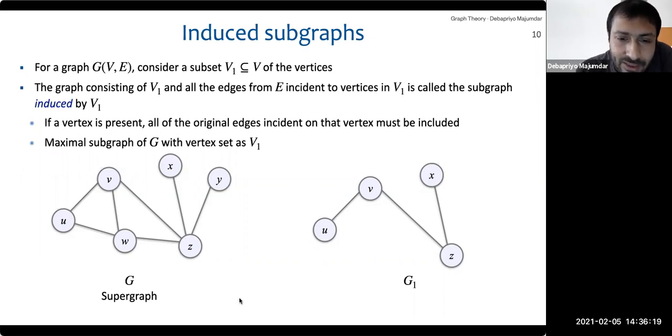Now let's actually look at another case. What would be the subgraph induced by the only vertex W? Let's say W is a singleton set of vertices, right? So one vertex. What is the subgraph induced by only W?